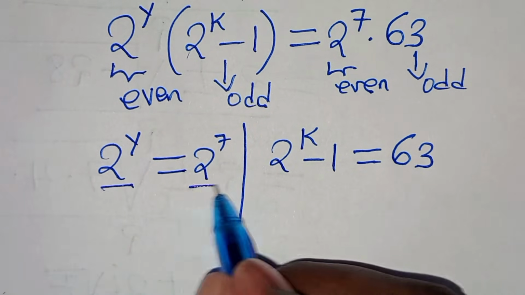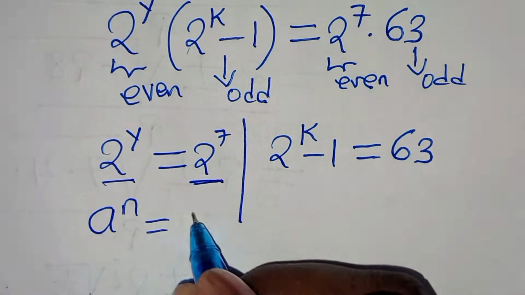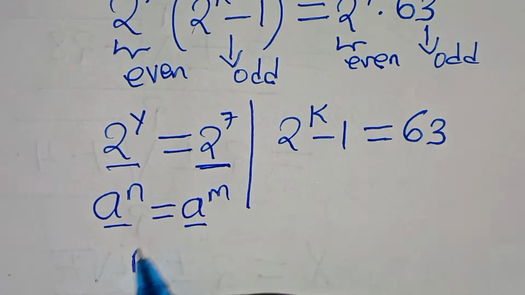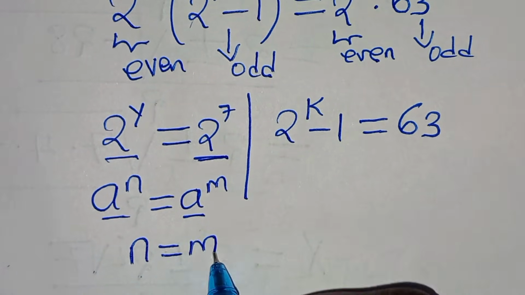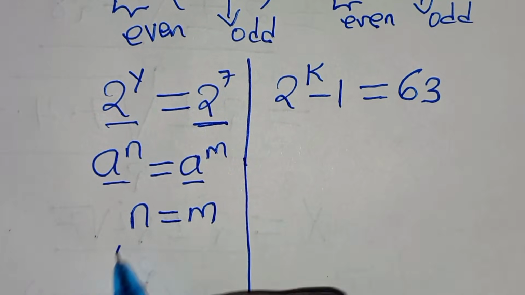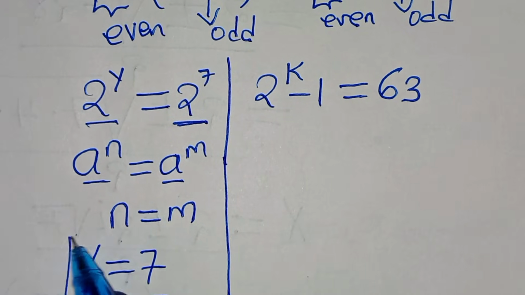Since the bases are common here, that is a to the power of n is equal to a to the power of m, then exponent n should be equal to m. Therefore, we have that y is equal to 7. We have the value of y equal to 7.